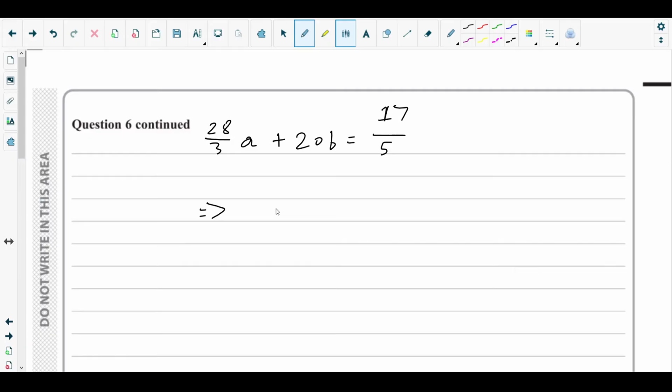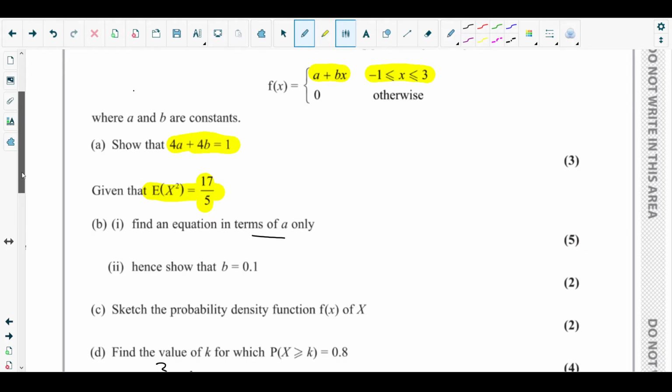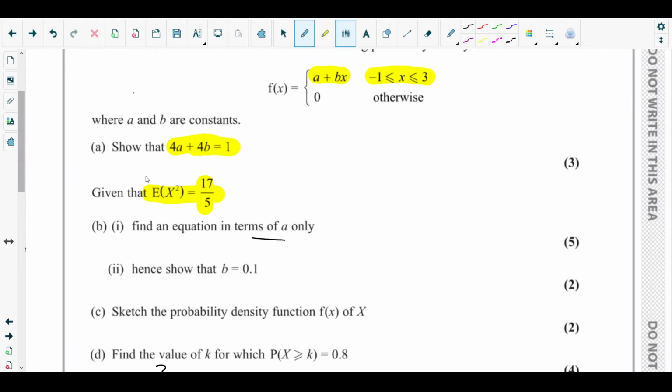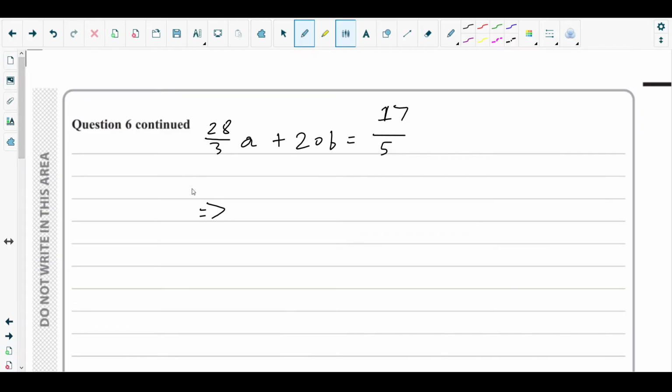Okay, we need the question asked. We need an equation in terms of a only, right? So since we need an equation in terms of a only, let's make b the subject from there. From this equation we can make b the subject. So if you make b the subject and then substitute it here, it will be the answer. Okay, let's simplify it first.